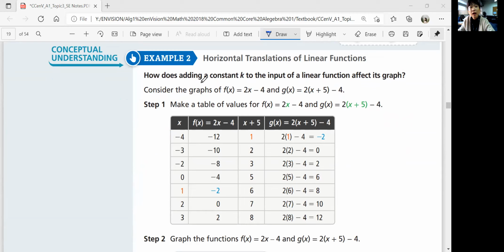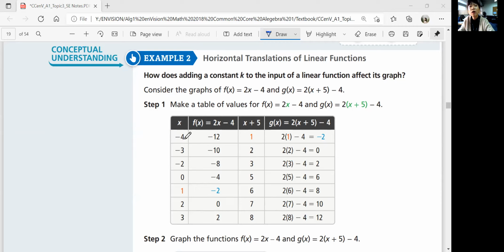Let's consider these graphs for f of x equals 2x minus 4 and g of x equals 2 times x plus 5, minus 4. What do you notice about the values of f of x and g of x? Looking at the table. Okay, if x is -4, you plug it into f of x, you plug it into g of x, right? And then you get different values.